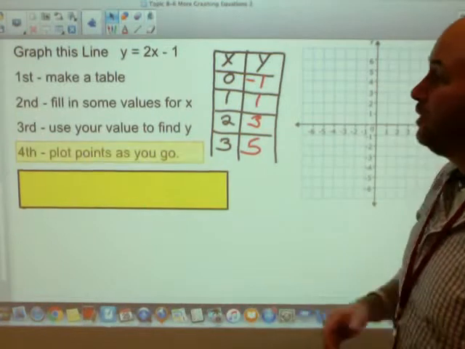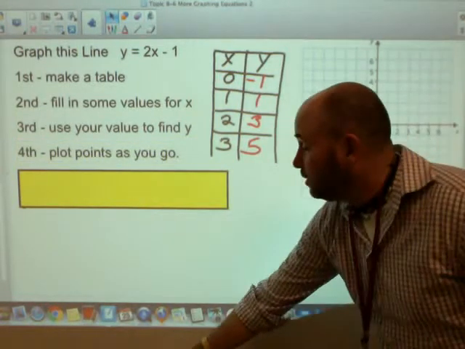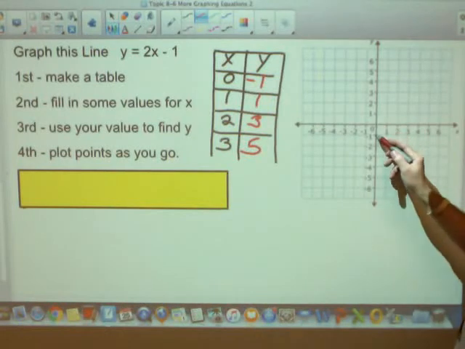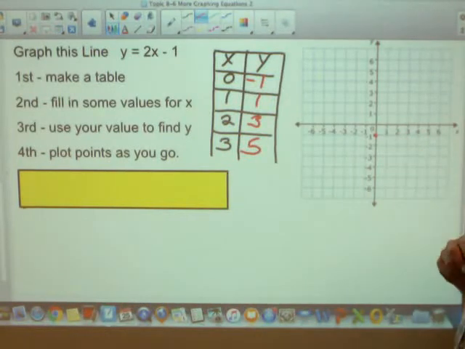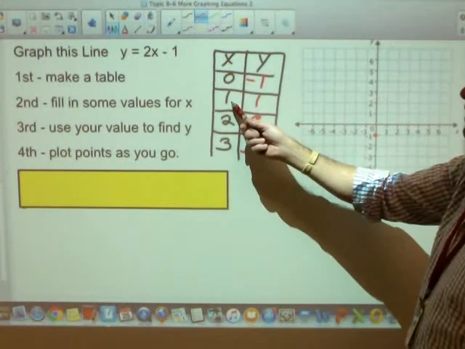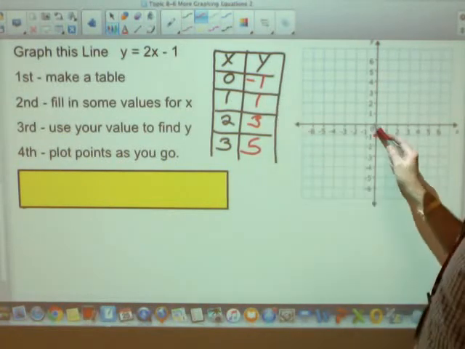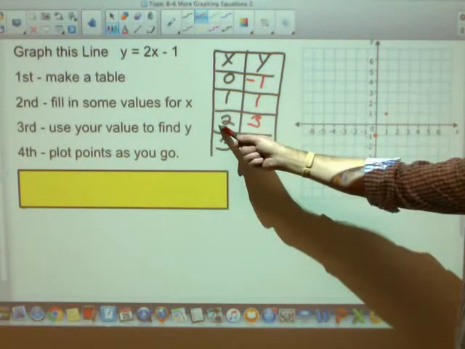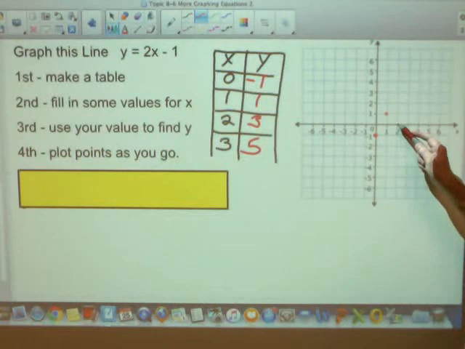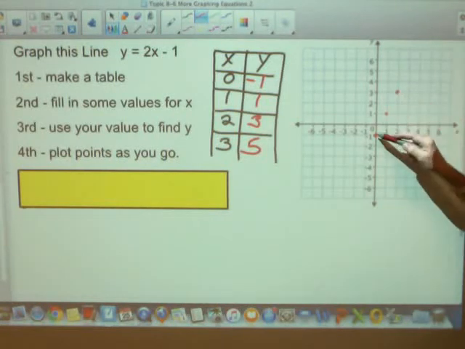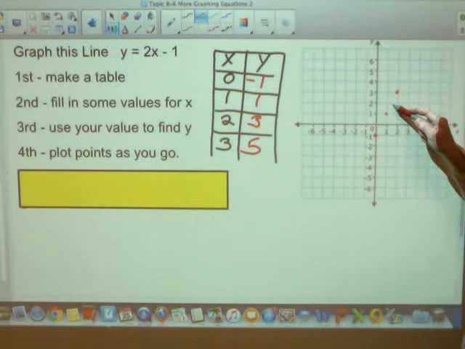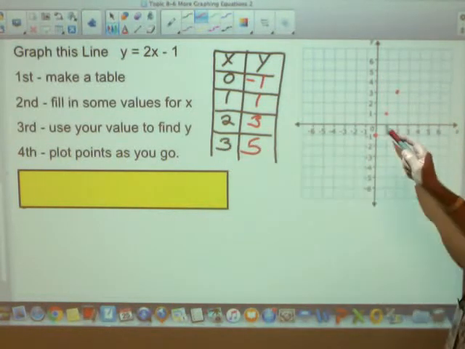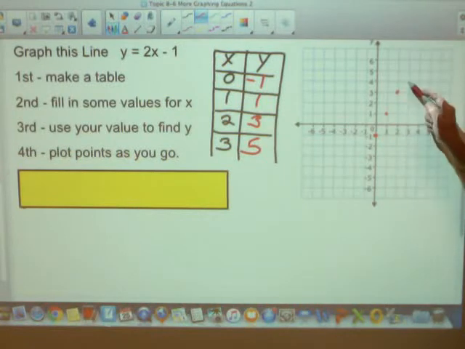So the fourth thing we do is we plot our points as we go. So we'll take our points, okay, and we have (0, negative 1). So that point is right down there. Then we have (1, 1). Then we have (2, 3). And right now you can see where we've got a linear pattern going on there. And (3, 5).